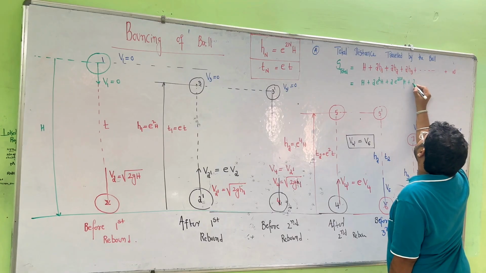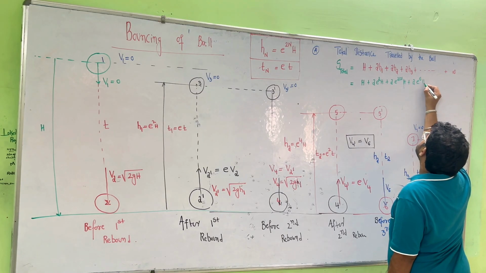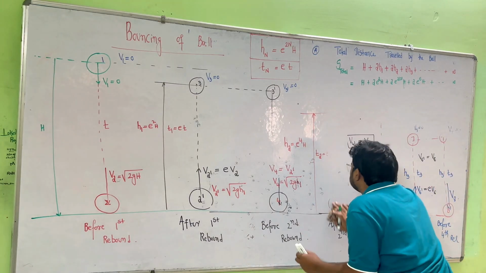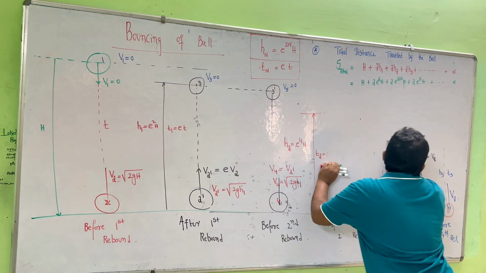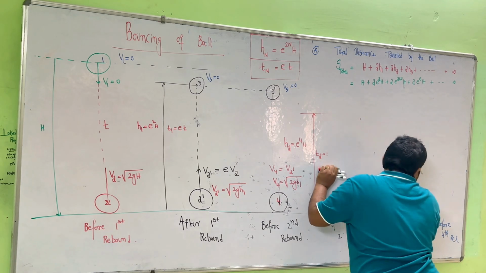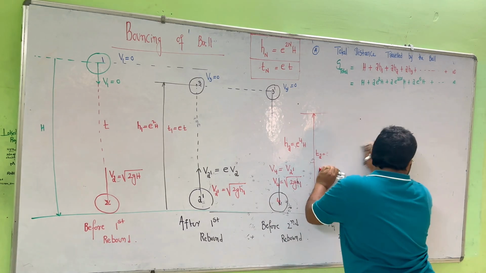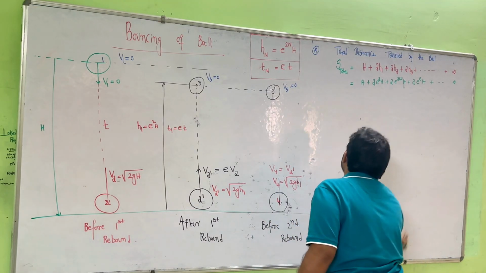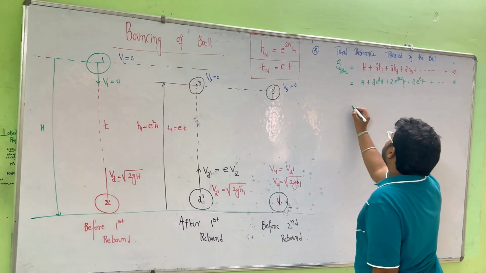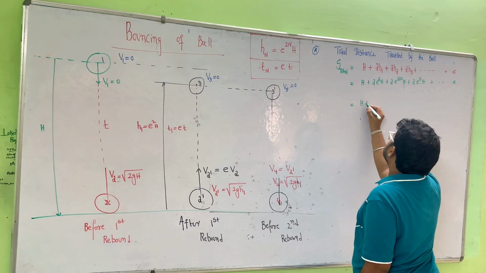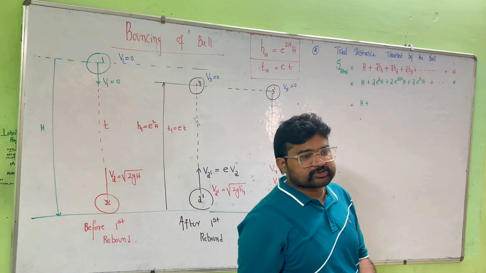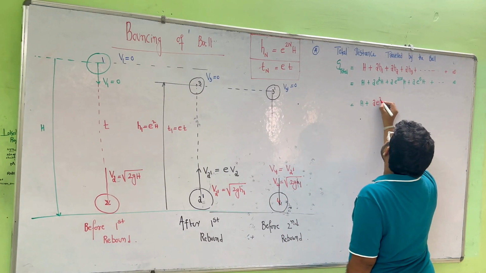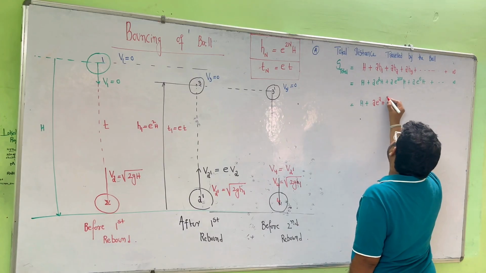తర్వాత ఏమొస్తుంది? 2 times of e power 6h and so on up to infinity. Focus here. What you will get? ఇక్కడ మనం ఏం చేయాలంటే 2e square h కామన్ చేయాలి. 2 times of e square h taken common.